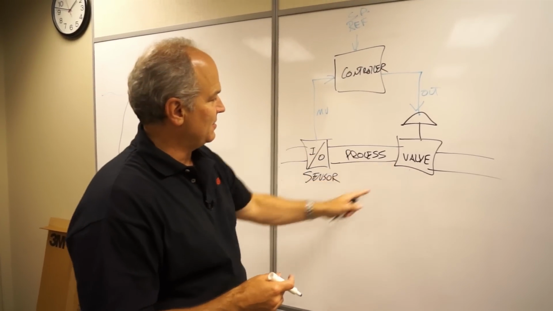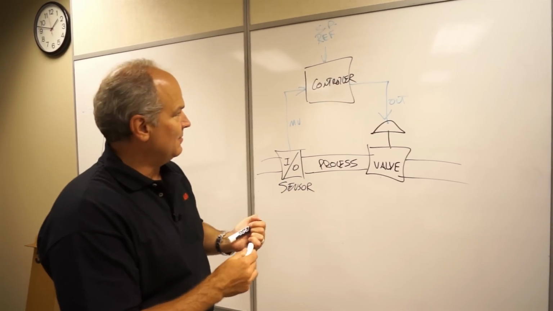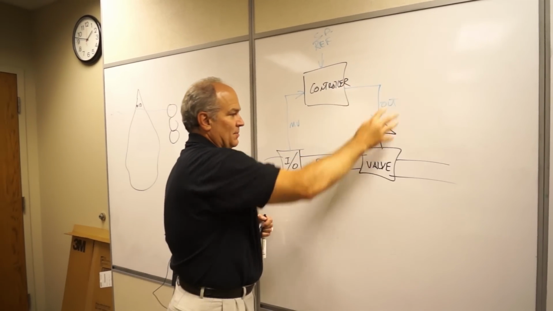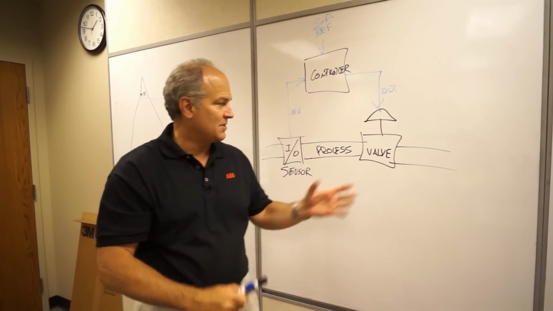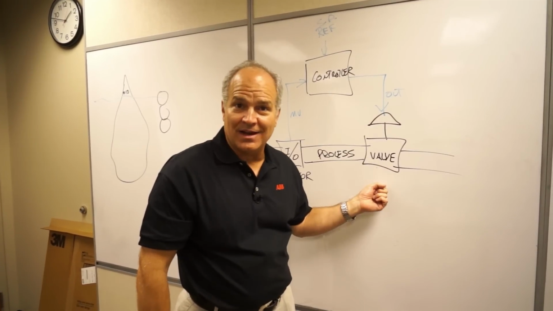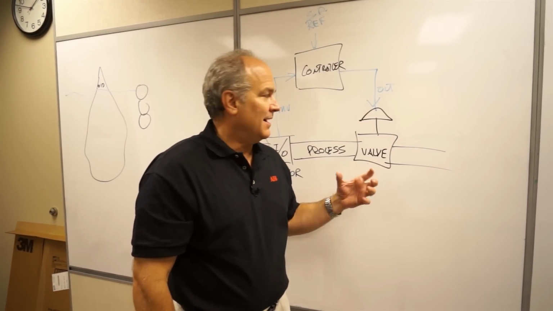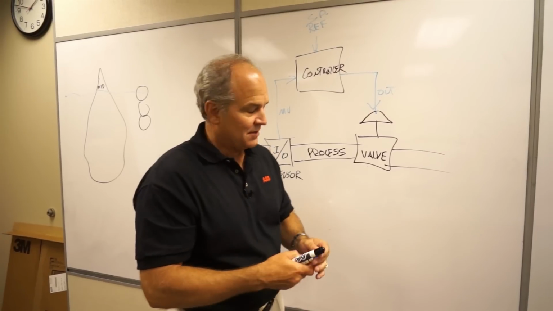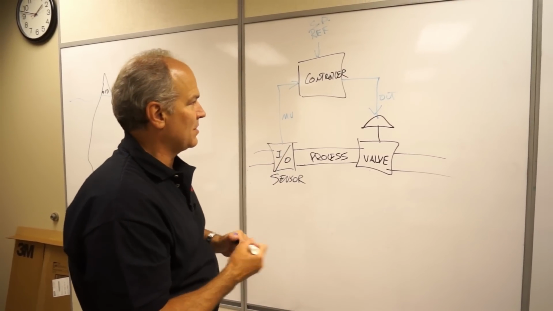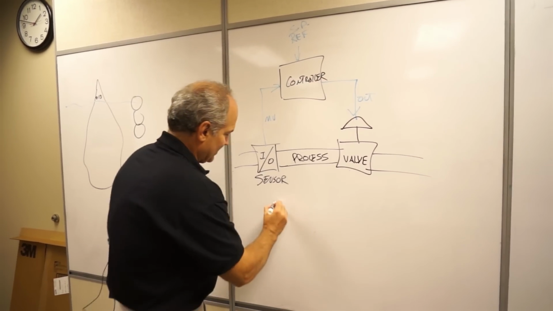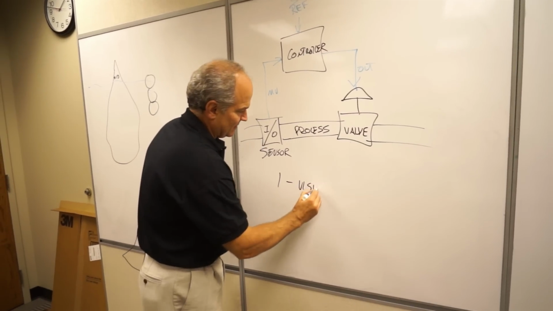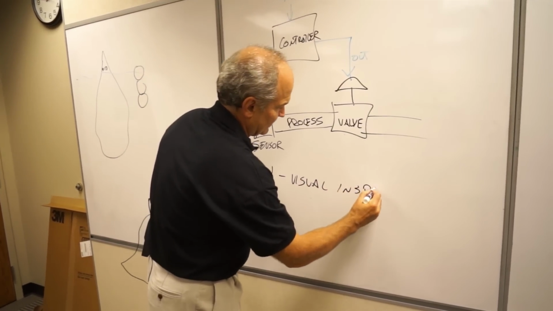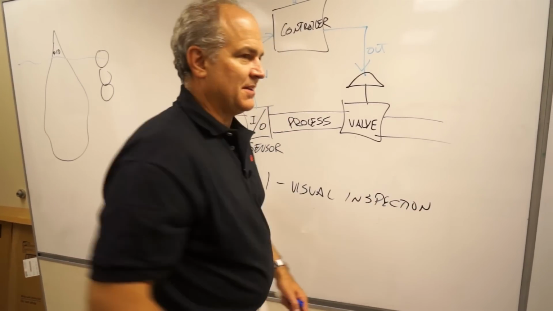So what we're looking at here is our process. We have a controller sending an output to an actuation device. That actuation device can be a valve, it could be a drive, it can be an actuator, and you need to go and do a visual inspection. So when you're walking up to a process, do a visual inspection. That's what I like to do.